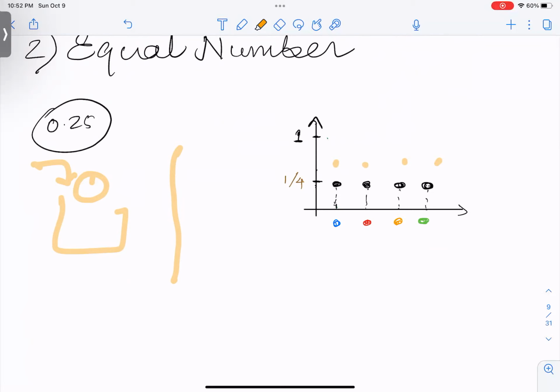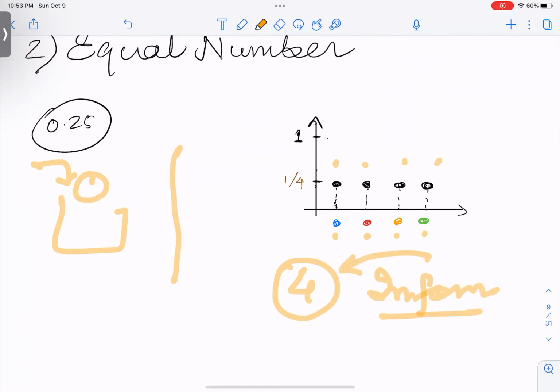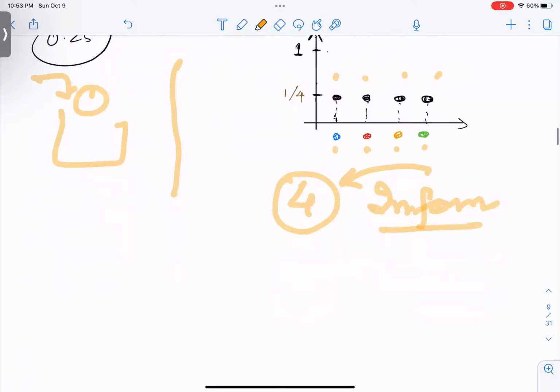You will simply ask, is it green? Is it orange? Is it red? Is it blue? And the worst case scenario would be you are going to ask 4 questions. If we just quantify information as the number of questions, it is 4. But an optimal behavior would be you can simply guess in just 2 questions.